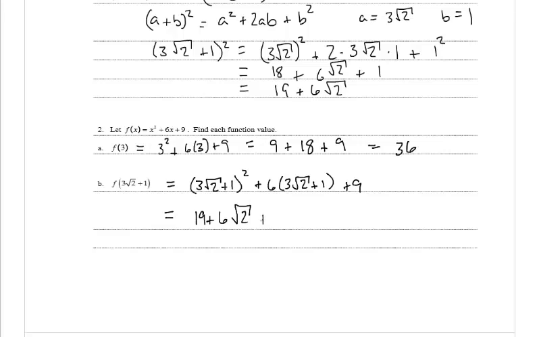And then we have plus 6 times 3 square root of 2 is 18 square root of 2. And 6 times 1 is equal to 6 plus 9. And now we want to combine our like terms, and we have 19 plus 6 is 25, plus 9 is 34, plus 6 square root of 2 plus 18 square root of 2 is 24 square root of 2.